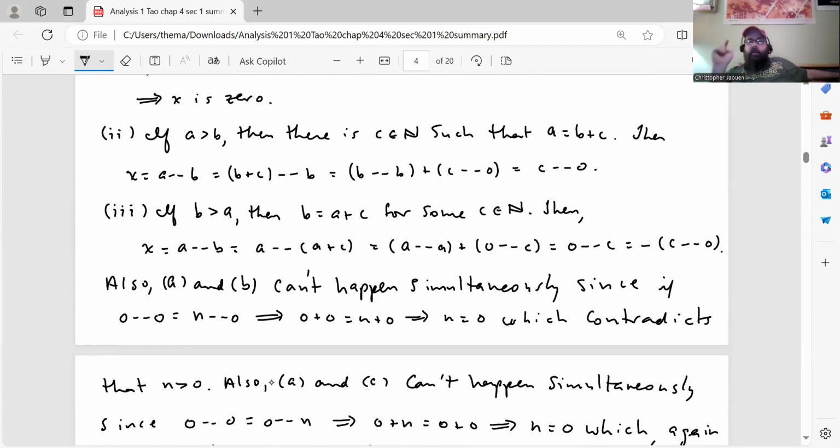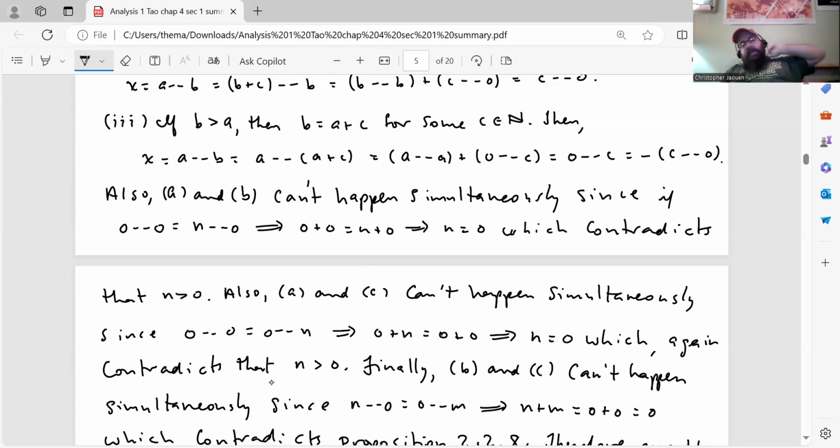So not more than one of those can happen at the same time. So also A and B can't happen simultaneously, since if 0 minus 0 equals n minus 0, that implies that 0 plus 0 is n plus 0, which implies that n is 0, which contradicts that n is greater than 0. Or in other words, n is a positive natural number.